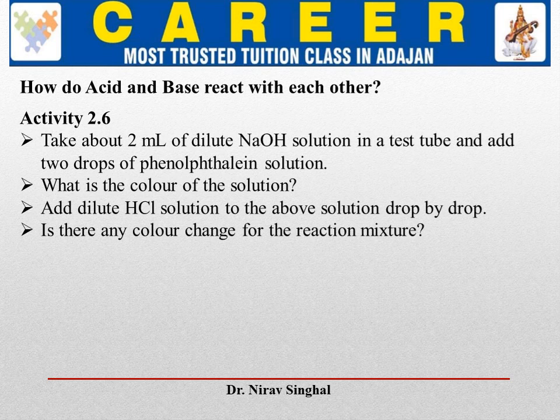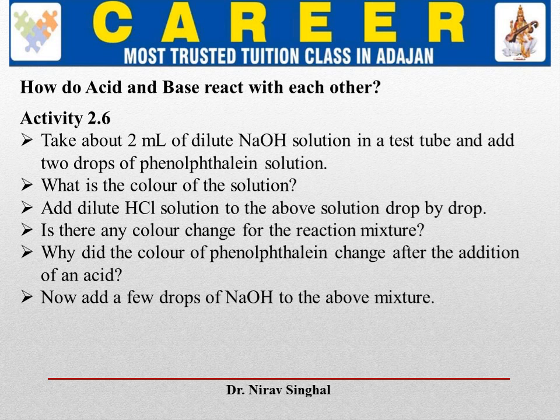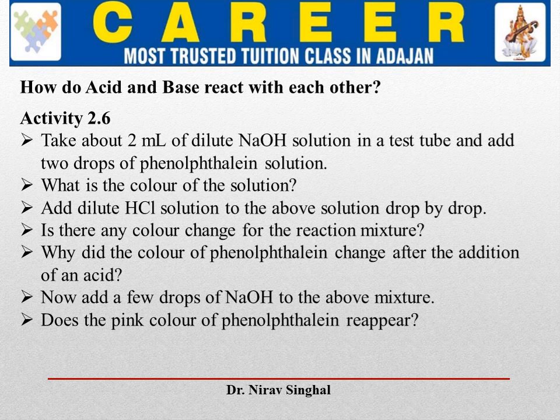Very good. What does it indicate? If the color intensity of the pink color decreases, this indicates the amount of acid is increasing. Very good. Now, why did the color of phenolphthalein change after the addition of acid? Now add a few drops of NaOH again. If we again add NaOH to the above mixture, then the colorless solution again becomes pink. Why does it become pink? Because with NaOH it gives pink color. Does the pink color of phenolphthalein reappear? Obviously, it will reappear.